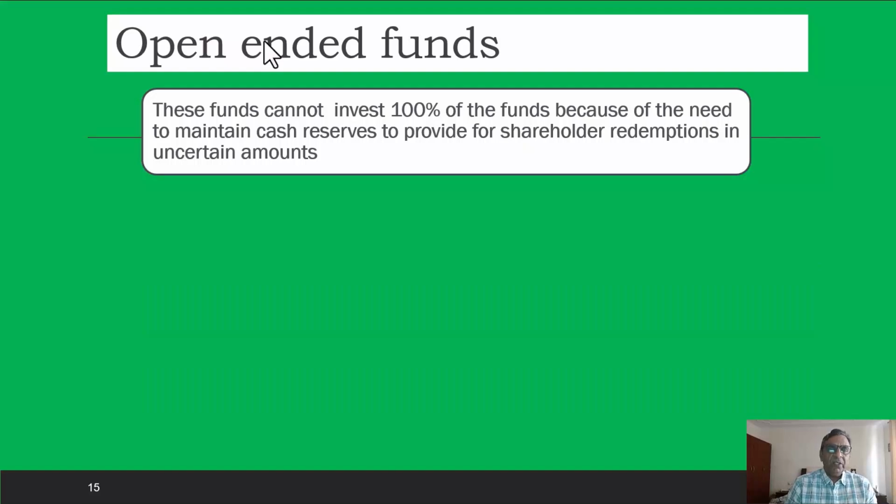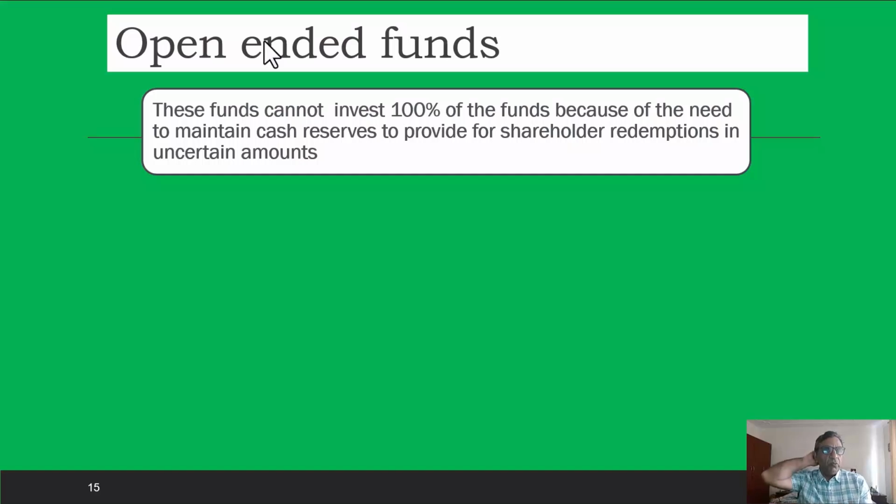Now, these funds cannot invest 100% of their fund because the fund manager has to maintain a certain cash reserve to meet shareholders' redemptions in uncertain amounts. There can be redemption pressure at times from the public when the market is falling.